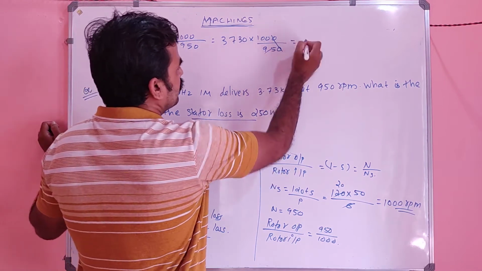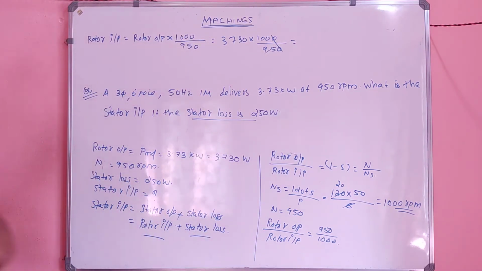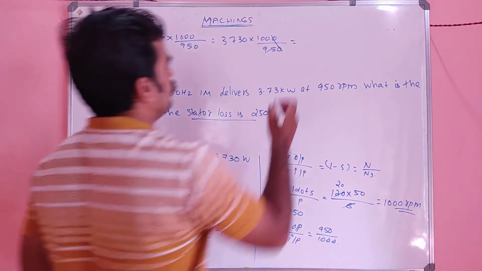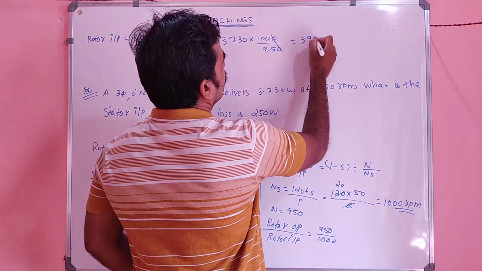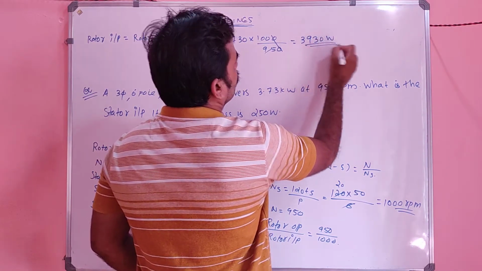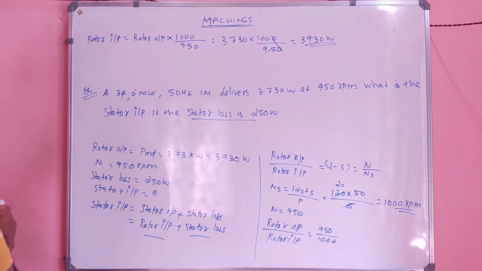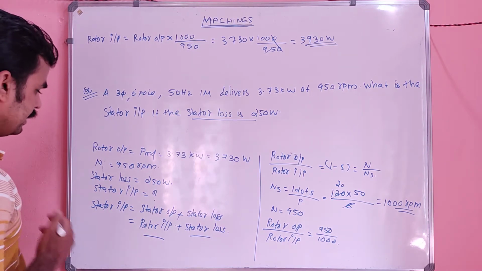5, what will it be? You can cross multiply. The answer will be 3930 watt. You can do it manually, no issues there. And what is our aim?